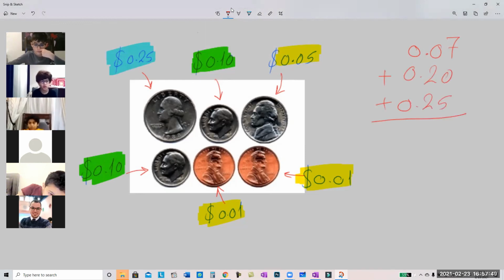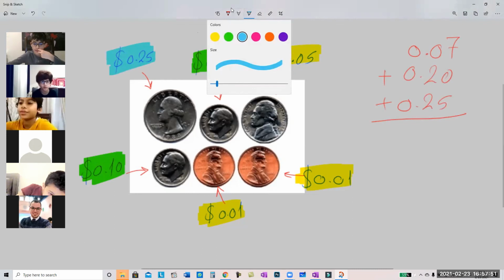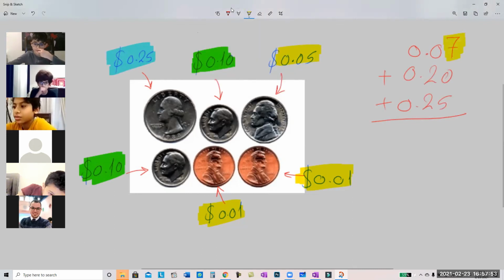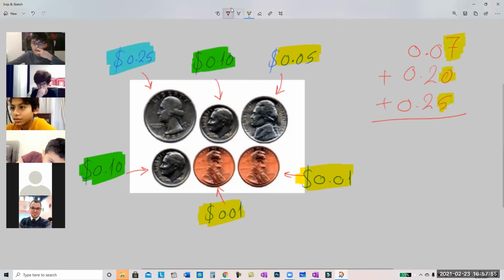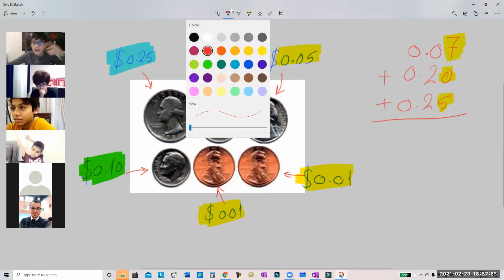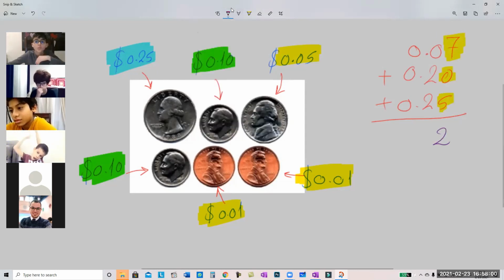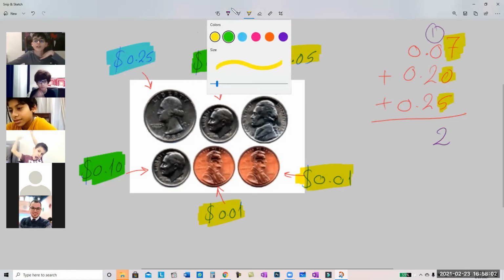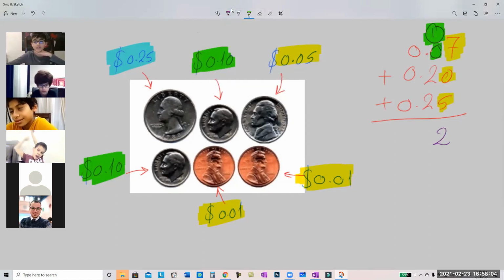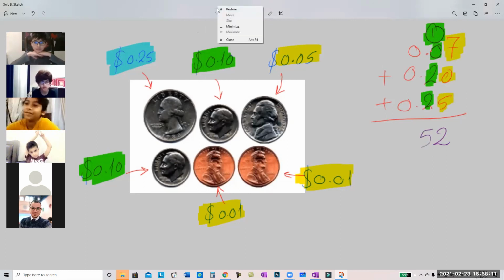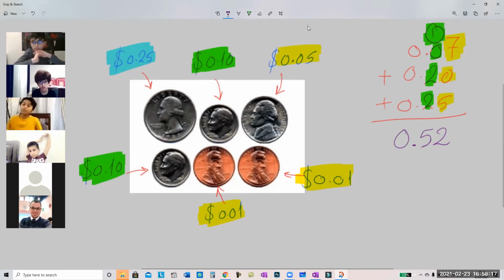So we're going to add them together now. Okay, now let's add. 7 plus 0 equals 7, plus 5 equals 12. So we write 2 and carry 1. And 1 plus 0 equals 1, plus 2 equals 3, plus 2 equals 5. So I'm going to write here 5 and put the decimal point in the same place and put the 0. So our answer is $0.52.